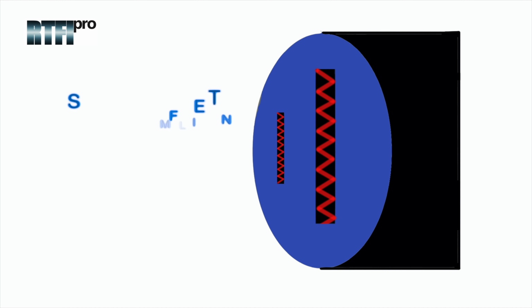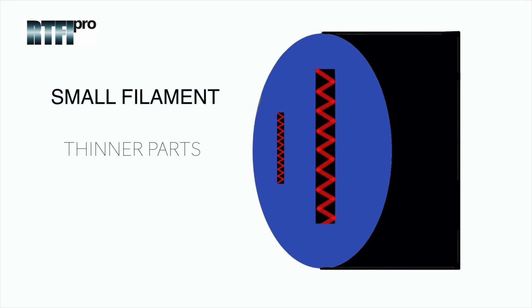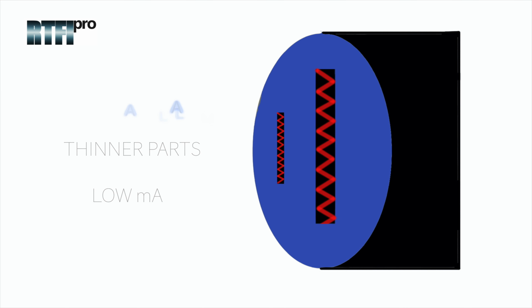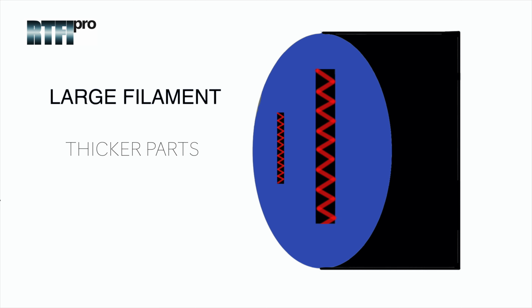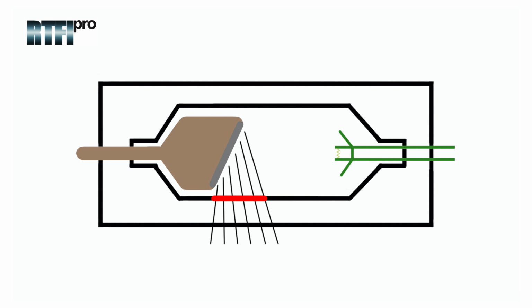The smaller filament would be used for the examination of smaller parts, as it can only withstand small MA, as higher MA will cause it to burn out and break. The larger filament would be used for thicker parts and higher MA, as it would be able to withstand the higher heat. Now let's look more into thermionic emission.